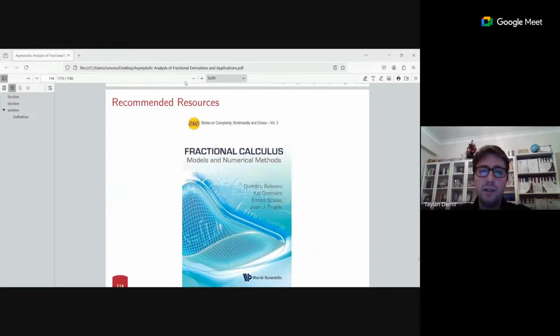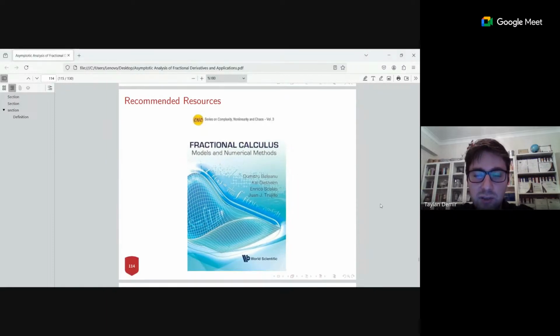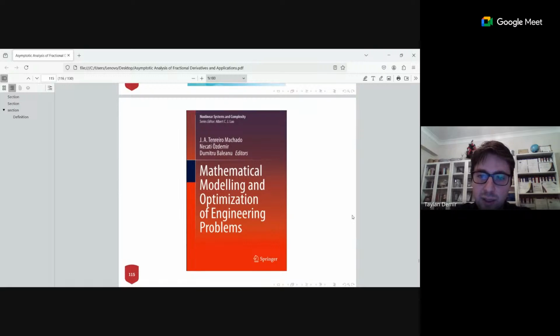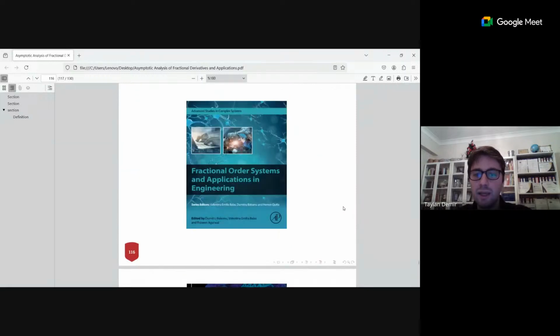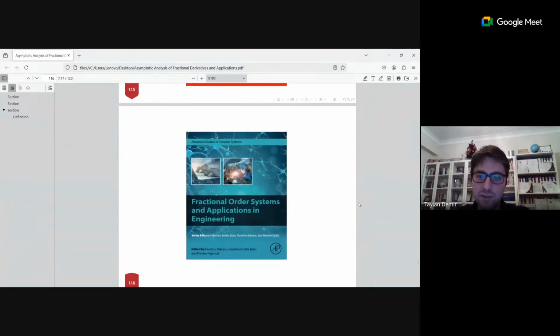And if you want to study the fractional differential equations area, I can give recommendations: fractional calculus models and numerical methods prepared by Professor Dumitru Baleanu, Kai Diethelm, Enrico Scalas, and Juan J. Trujillo. And other sources can be used to learn fractional calculus and real-world problems. This book was prepared by J. A. Tenreiro Machado, Necati Özdemir, and Dumitru Baleanu as editors, and series editor Albert Luo. And another book can be suggested to better understand fractional order systems and applications in engineering.